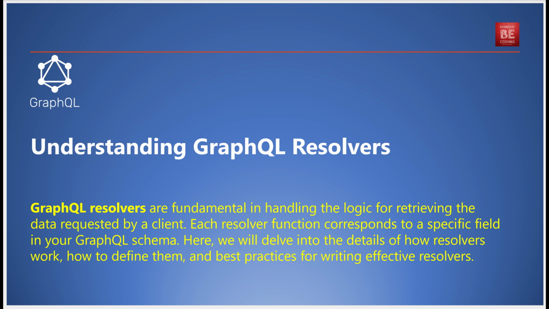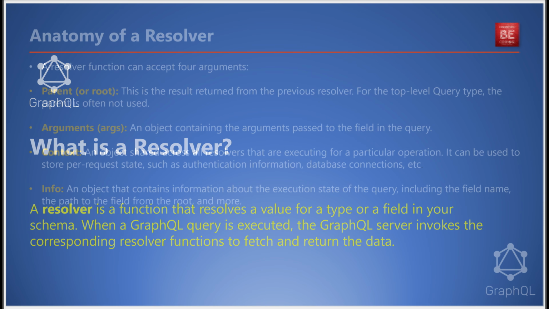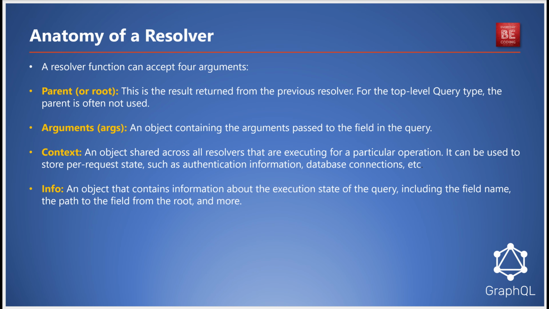Enter the world of GraphQL resolvers, the unsung heroes behind the scenes, orchestrating every data retrieval operation with precision. A GraphQL resolver is essentially a function that determines how to fetch data corresponding to a particular field in the schema. When a user sends a query to a GraphQL server, it triggers these resolver functions to gather the required data. Diving deeper, each resolver function can access 4 specific arguments: parent, arguments, context, and info.